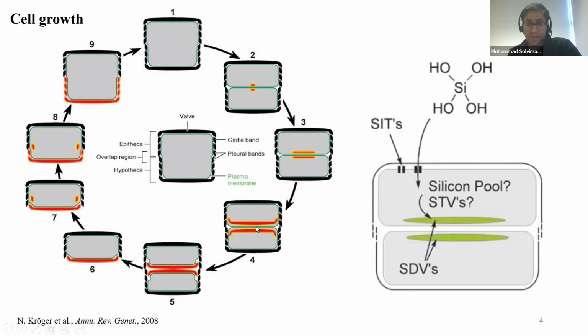And then, as you can see here, after completion of the silica structure, based on the exocytosis mechanism, the silica which is formed inside of the cell moves toward the outside of the cell, and then a new girdle band is formed, and this process is repeated as long as we have silicic acid in the environment.